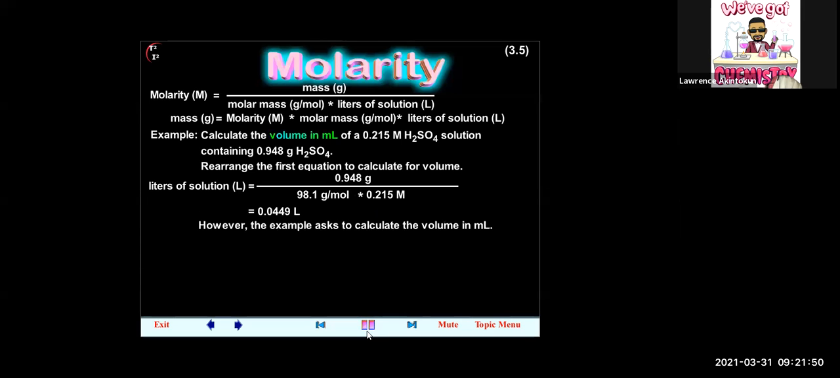equals 0.0449 liters. However, the example asks to calculate the volume in milliliters. 1,000 milliliters equals 1 liter. Hence, 0.0449 liters times 1,000 milliliters divided by 1 liter equals 44.9 milliliters.